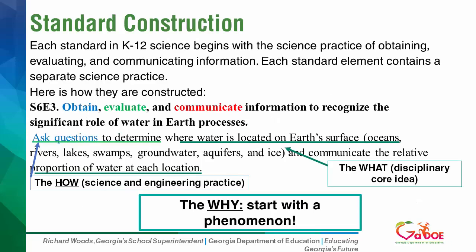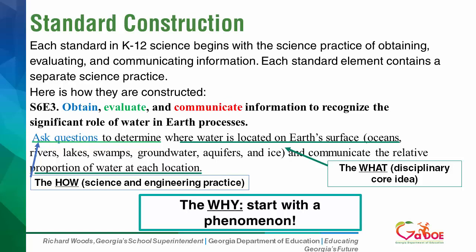Another way to consider our standard construction is with this slide here. Here we have a 6th grade science standard. Every science standard in Georgia starts with the science practice of obtain, evaluate, and communicate information. We can see in the standard element, the first few words here, this is the science and engineering practice. In this case, the science practice is to ask questions. This is the how. This next piece, about where water is located on the earth, this is the disciplinary core idea, or the what. And finally, the why. Start with a phenomenon. This takes us back to that graphic where students are explaining, they're arguing about science ideas. And the phenomenon is the launching point.